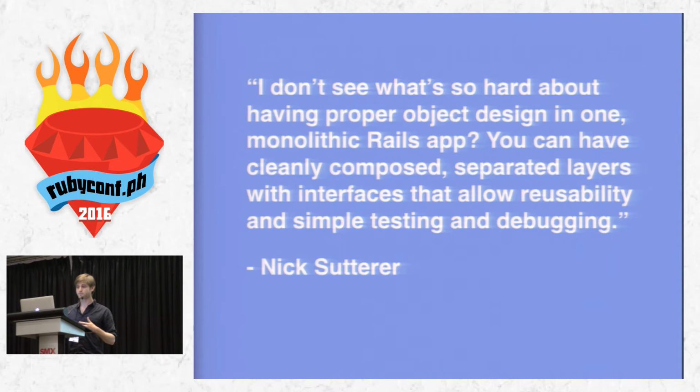And Nick Sutter has a really great quote about this. He says, "What's so hard about having proper object design in one monolithic Rails app? You can have cleanly composed separate layers with interfaces that allow reusability, simple testing and debugging." And that's something you can do by namespacing your models, or creating service objects, or extracting logic into gems to create a nice, maintainable, single monolithic app.